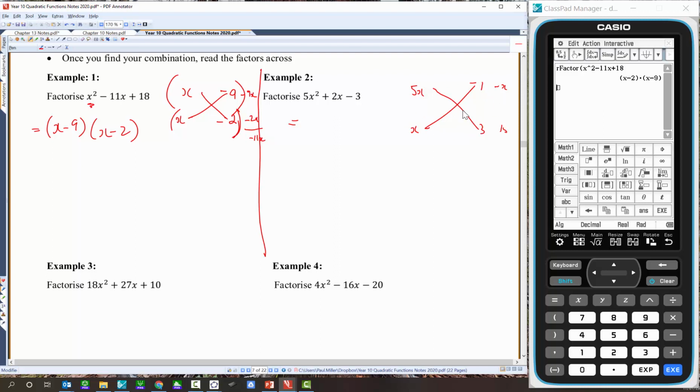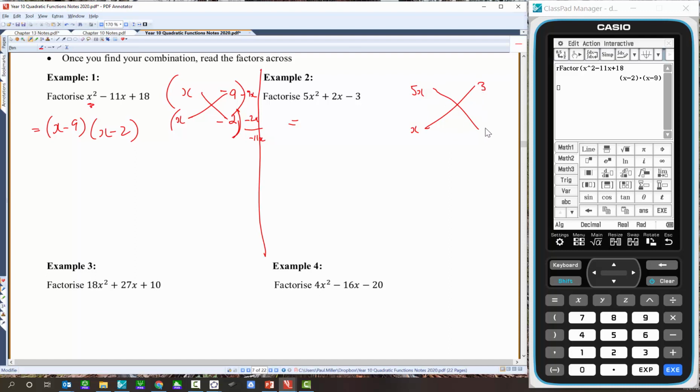Now what you've got to get good at, girls, is predicting or anticipating what's going to happen. Now I know when I multiply 5x by 3, I'm going to get 15 and 1, and there's no way with those numbers I'm going to make +2. So I know that these numbers here are around the wrong way. So I'm going to go back. Here we go. And I'm going to reverse it.